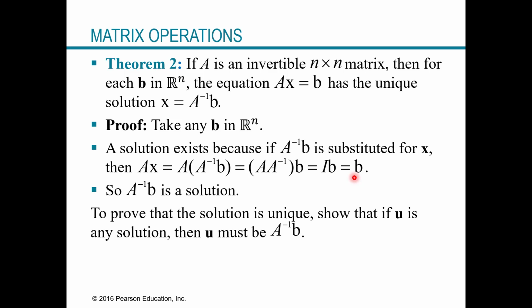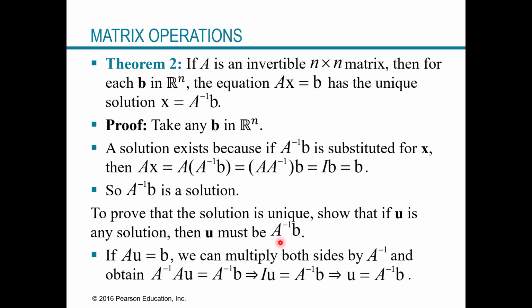And what we also have to prove is that it's a unique solution. And so to show that it's a unique solution, we're going to say U is any solution, okay? And we're showing that it must be exactly what we got up here, A inverse B. Okay, so we have A inverse times A times U equals A inverse times B. And so right here, A inverse times A, that's just the identity matrix. So we have I times U equals A inverse B. Therefore, I times U is just U, so U must equal A inverse B. So just a quick proof of this theorem.